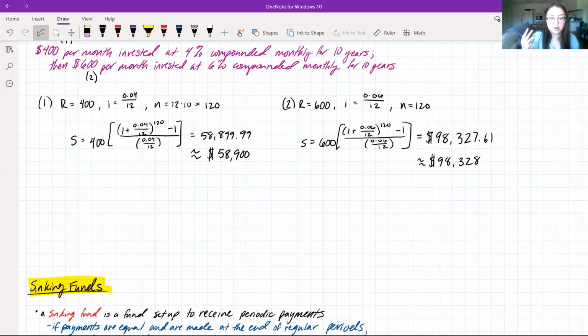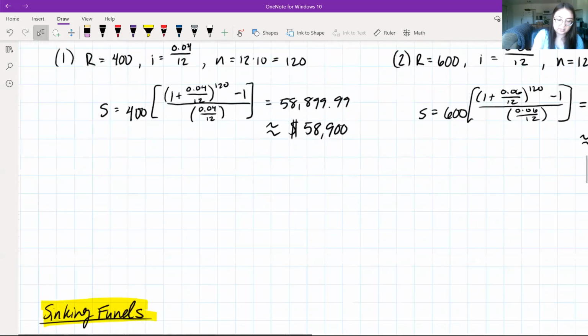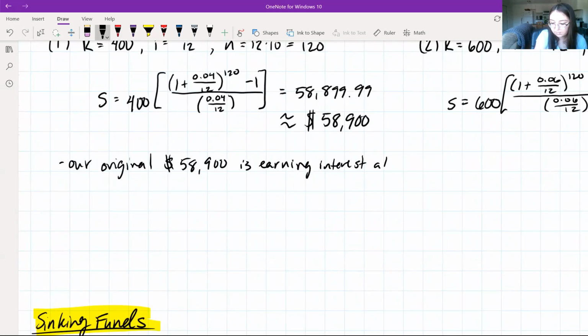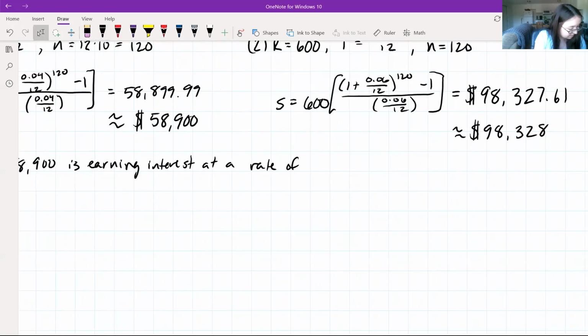All right, so we've calculated this first chunk of time versus our second chunk of time. And so we know that our first chunk of time, that is going to be the amount that we're going to make our investments on. So we can say here, our original $58,900 is earning interest at a rate of 6%.